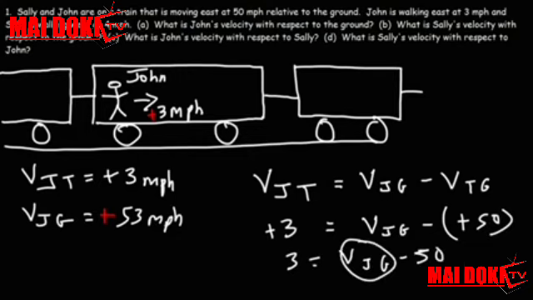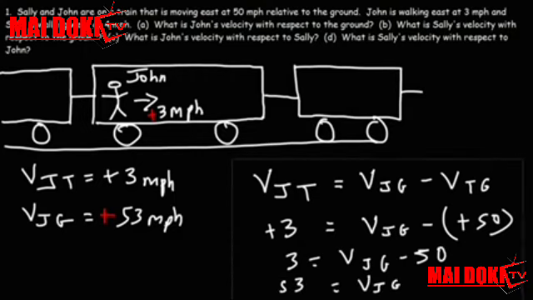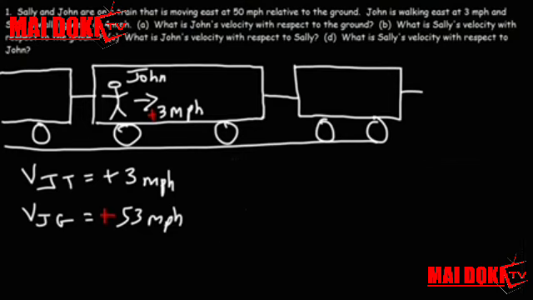Well, to get this answer, we need to add 50 to both sides. So moving negative 50 to the other side, it's going to be positive 50 plus 3. And that's how we get VJG is positive 53. So that's how you can use the formula to get that answer. Now let's move on to part B. What is Sally's velocity with respect to the ground?